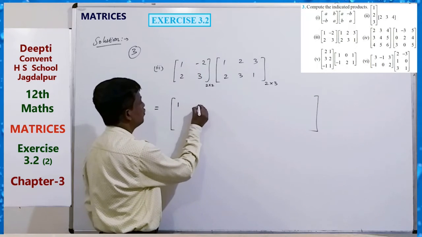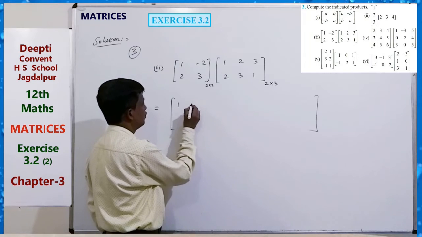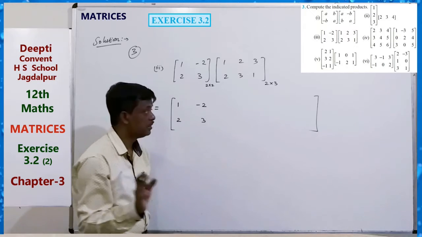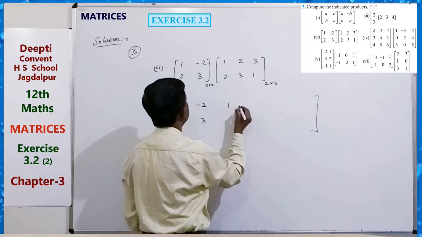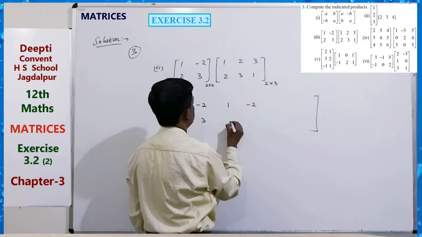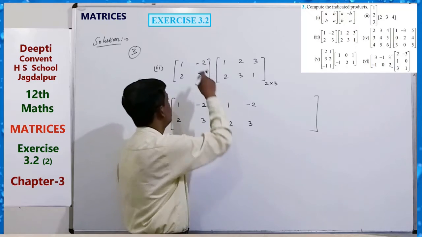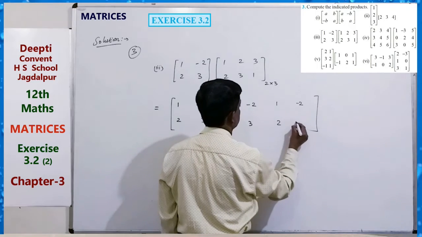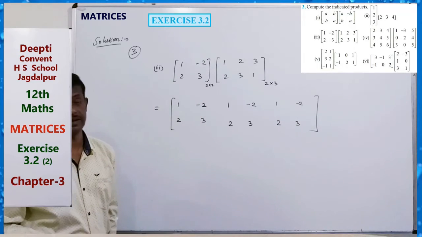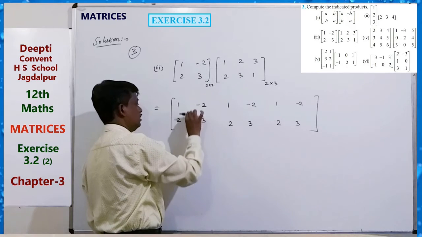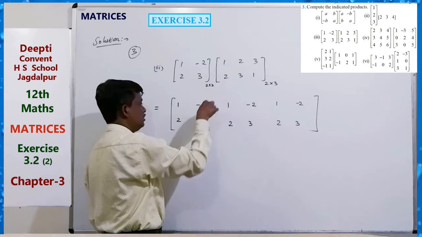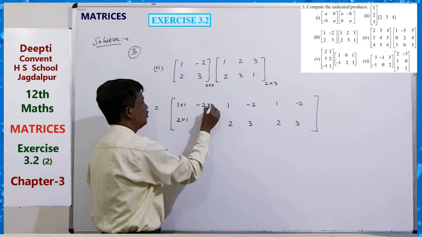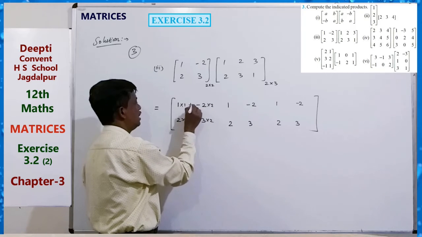1, minus 2, 2, 3 for the first time. Second column: 1, minus 2, 2, 3. Third column, once again: 1, minus 2, 2, 3. Just 3 times. For the first column, go like this: 1 from here and 2 here. So 1 into 1, and 2 into 2. Just add this.